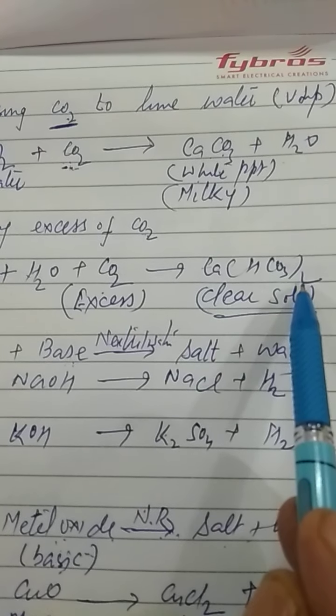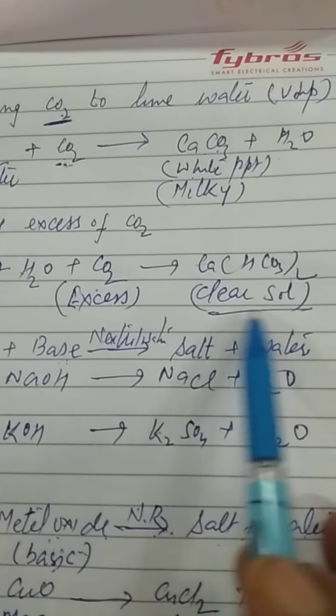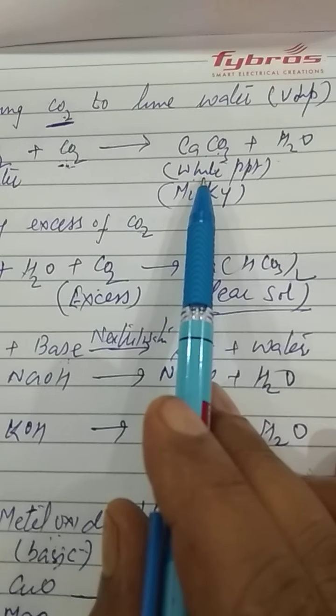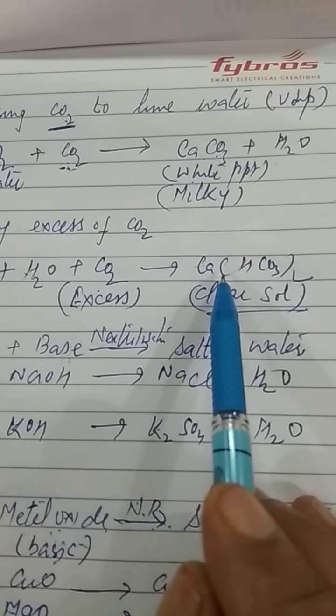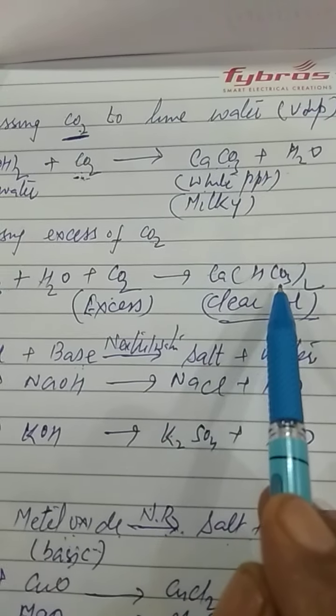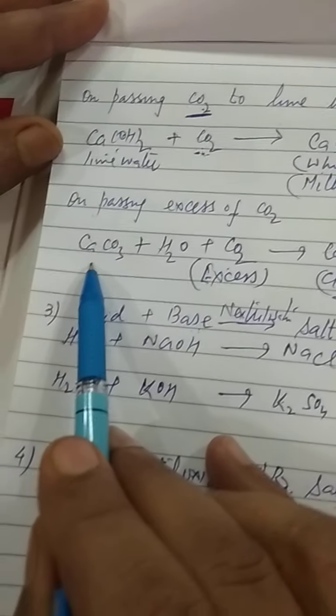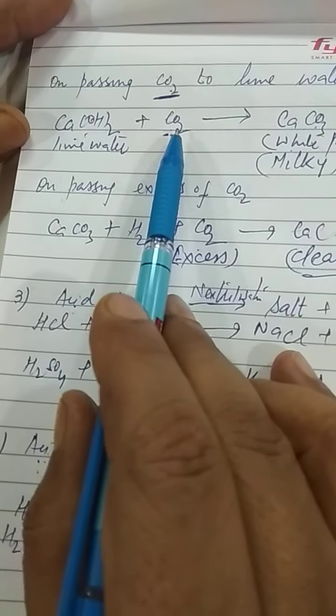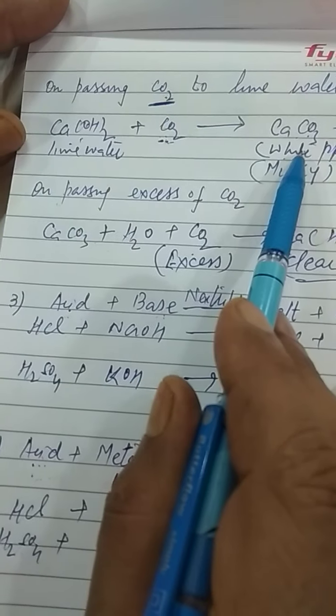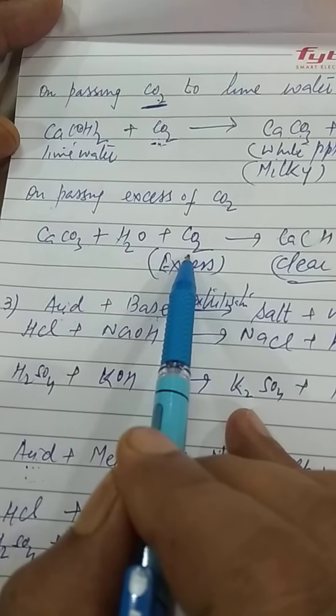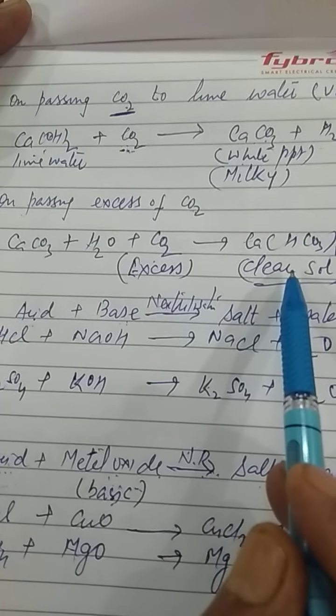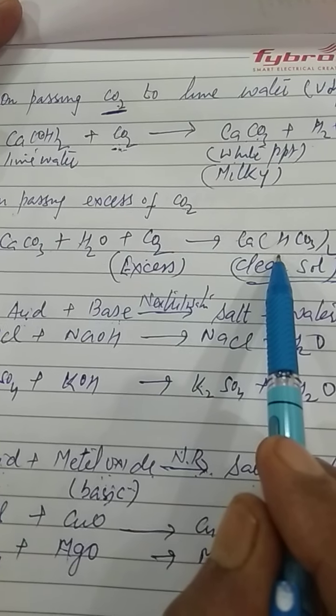Ca(HCO3)2. This is calcium bicarbonate. The solution becomes clear. Now the precipitate has gone because of the formation of calcium bicarbonate instead of calcium carbonate. So when carbon dioxide is passed through lime water, it turns milky, and on excess of carbon dioxide, the milkiness disappears due to the formation of calcium bicarbonate.